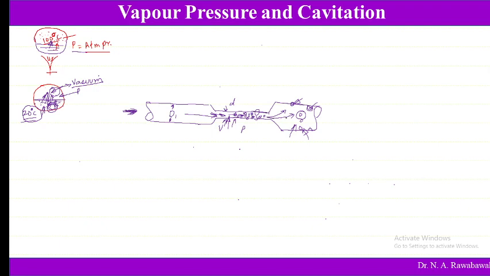When these bubbles move along with the liquid into a region where there is a very high pressure, the bubbles are going to collapse, and the collapsing of bubbles creates a sudden very high pressure in this region. This very high pressure erodes the surface of the adjoining boundary, and the cavity which is created is known as cavitation. The phenomenon of creating cavities because of collapsing of bubbles and producing very high pressure which erodes the adjoining surface is known as the process of cavitation.